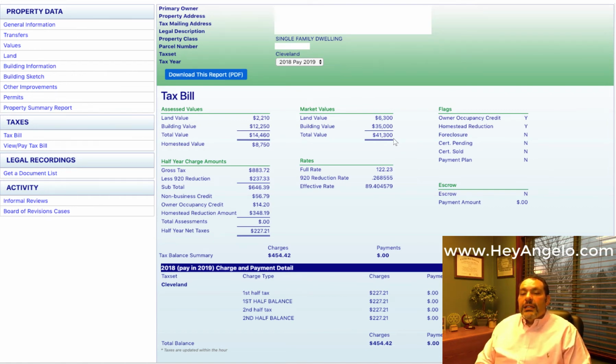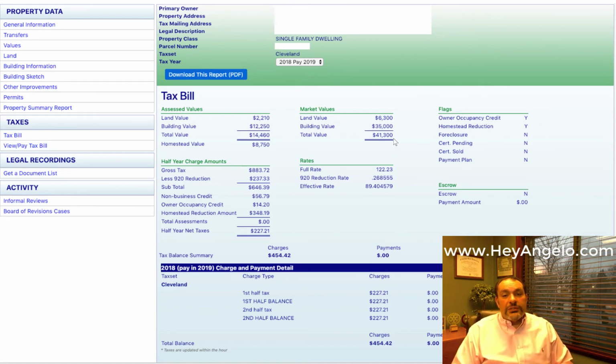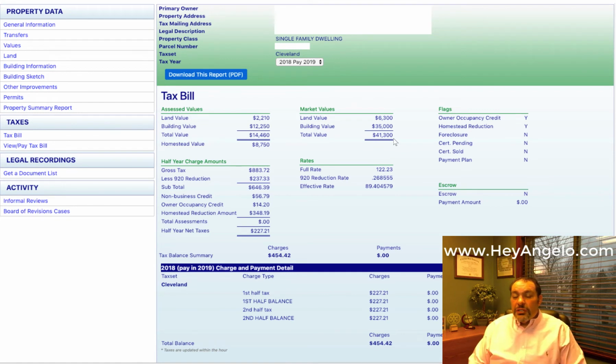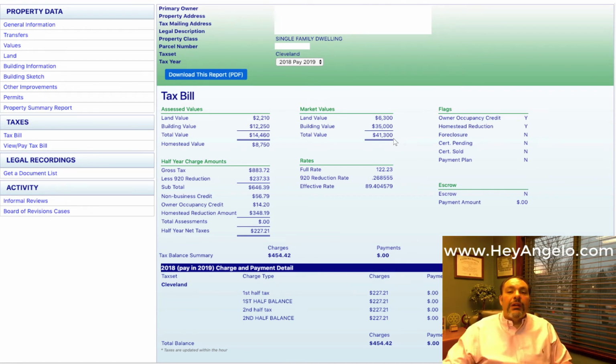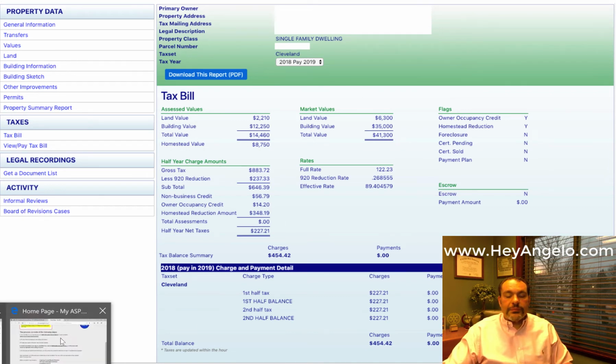But if you say that it is too low, you probably just want to stay quiet. Otherwise, they might come up. This doesn't really determine the value of what you can sell your property for. It only determines what the county is going to charge you on your property taxes for. So this is the number that we're talking about, the $41,300.